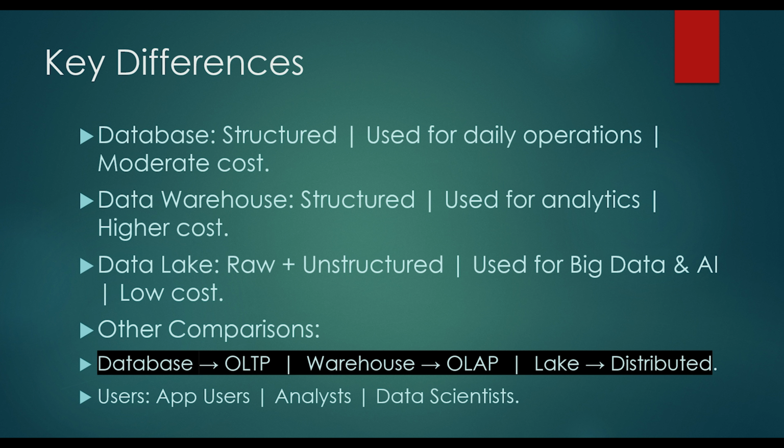Now we'll look at the key differences between database, data warehouse, and data lake. A database is mostly a structured format, a data warehouse is also a structured format, but a data lake is raw and unstructured. A database is used for daily operations, whereas a data warehouse is used for analytics, and a data lake is used for big data and AI. Talking about the costs, a database is of moderate cost, a data warehouse is higher cost, and a data lake is the lower cost. The higher cost of a data warehouse is because of the analytical storage.